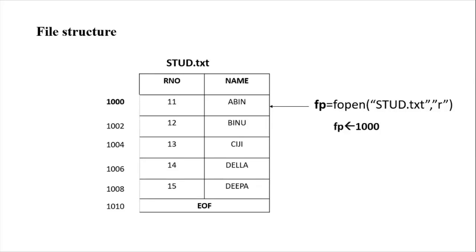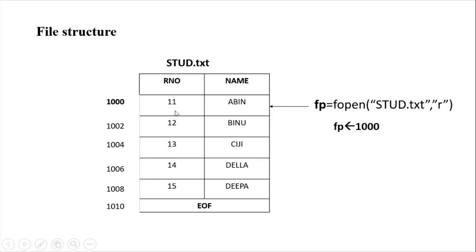Suppose this is the file structure. Imagine this is the file structure in the hard disk. Suppose our file is stud.txt, which is represented here. This is just an imagination. The file consists of two columns. That means this is one record, second record, third record, fourth record, and fifth record. So this file consists of 5 records.